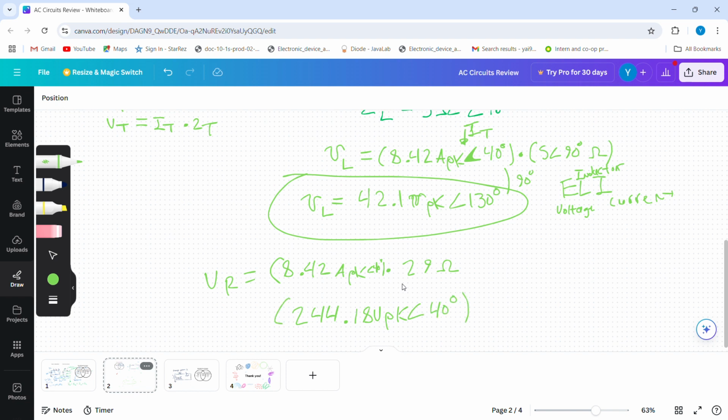Once again, before I finalize my answer, I can see for the current and the voltage of my resistor, they both have a phase angle of 40 degrees. The voltage and current are in phase at my resistor. And that is what I want to see.